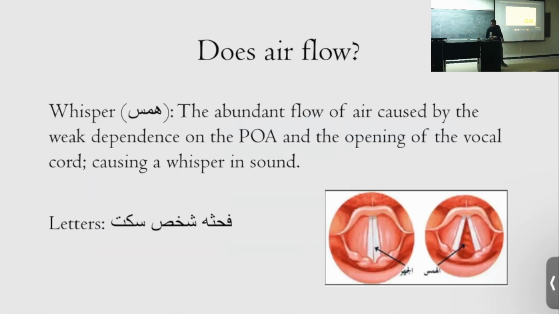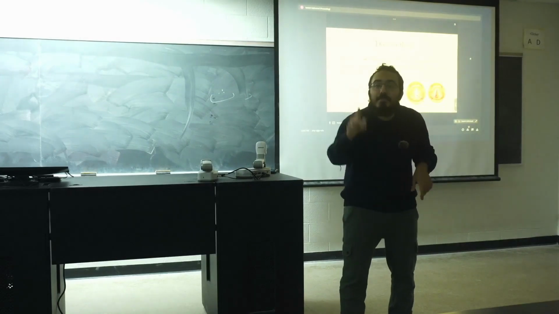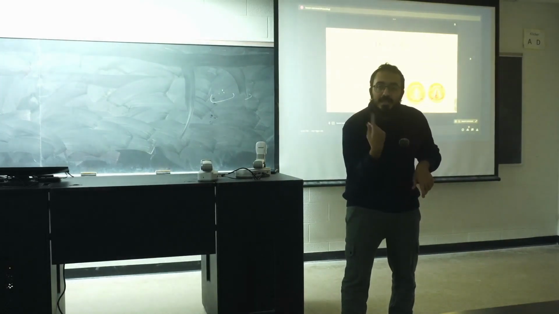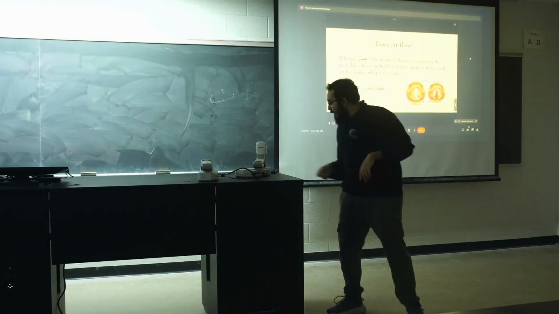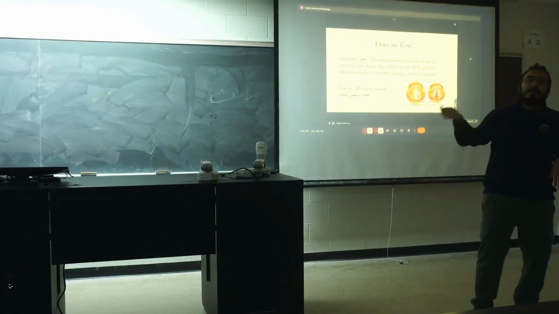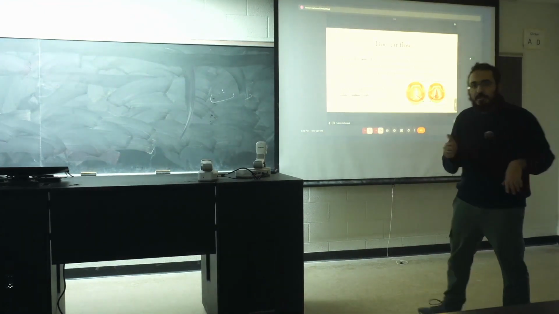So, what is a whisper? It is the abundant flow of air caused by the opening of the vocal cords. So flow of air, so this is that right here. What happens with that? You say an abundant flow of air caused by the opening of the vocal cords. The opposite of it is jahr: the imprisonment of most of the air, caused by the vibration of the vocal cords.